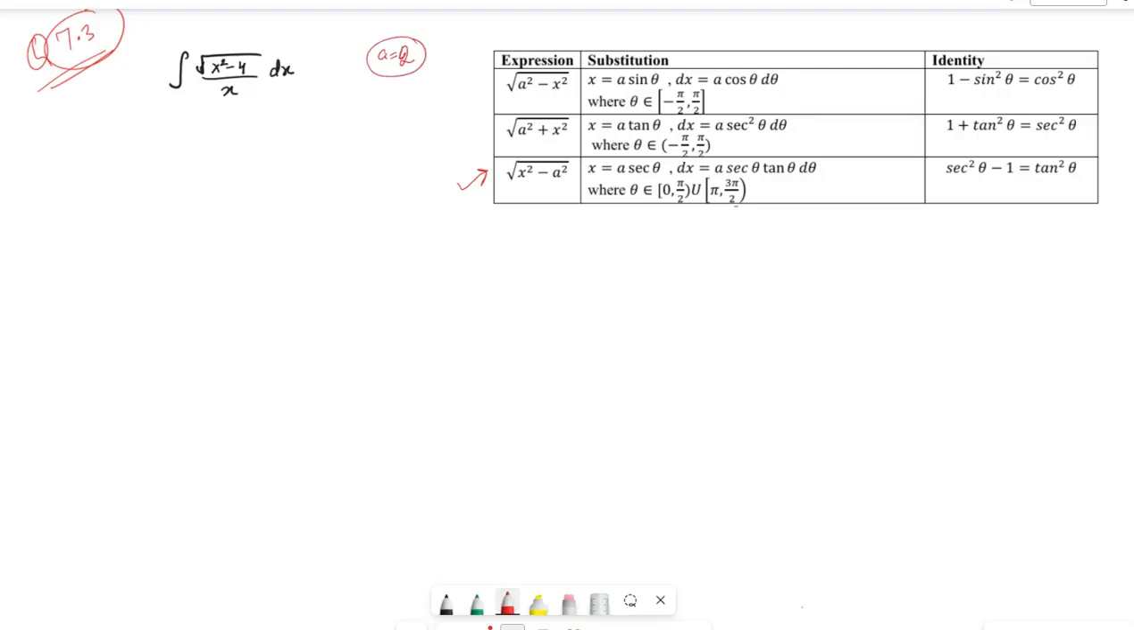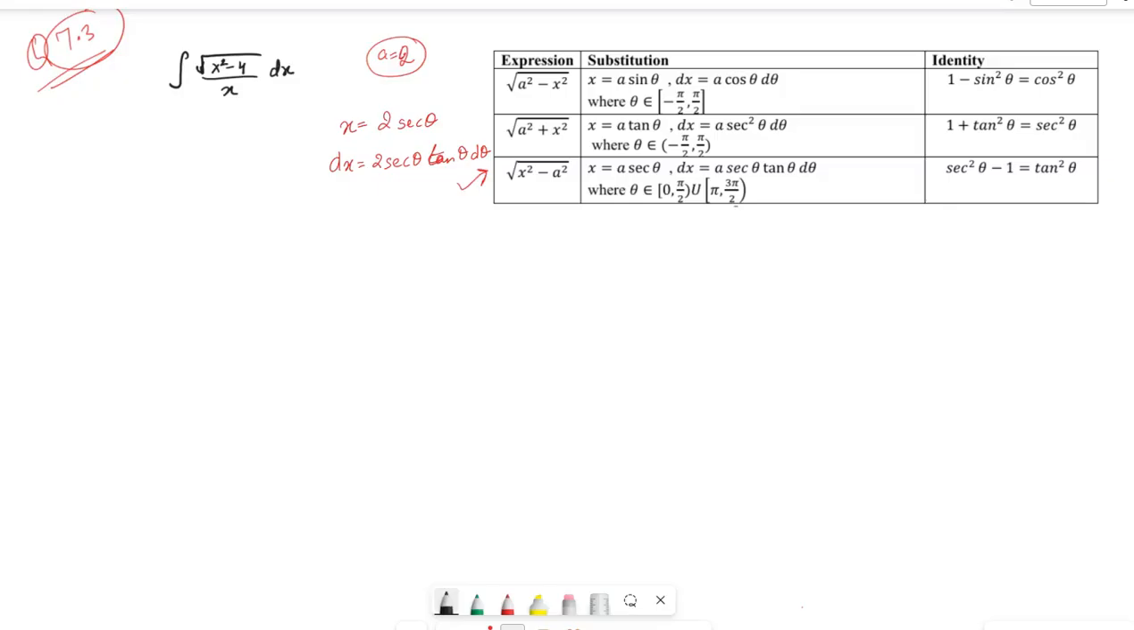That means the first step is to decide the substitution. It's a secant theta, so that would be x equals 2 secant theta. Whenever you need to substitute, we need to differentiate. So that will be dx equals 2 times the derivative of secant, which is secant theta tangent theta, d theta. We are writing in the differential format.